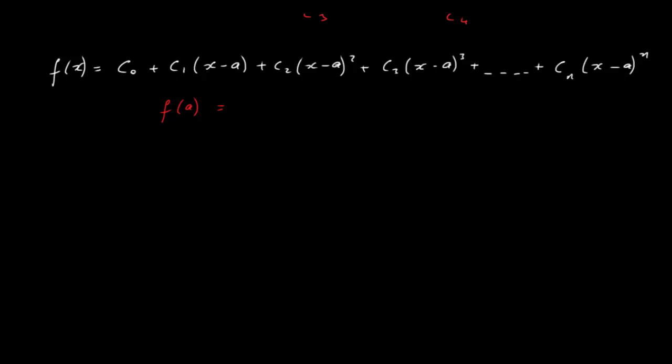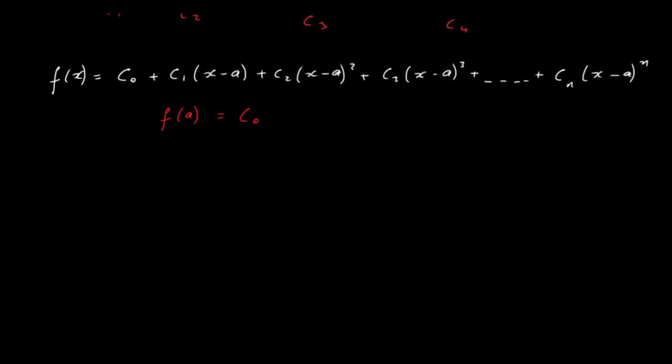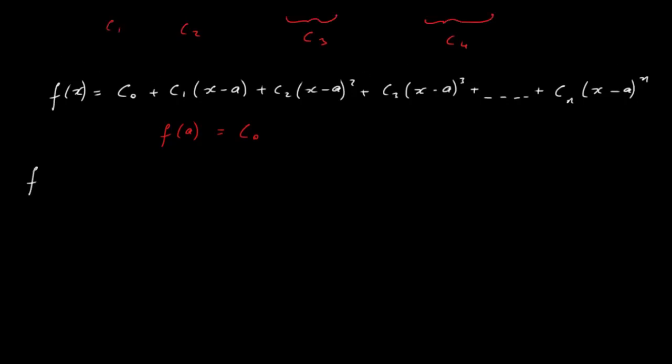So in this case, if we look at f of a, we can see here that all our terms will disappear except for the first one, because we'll have a minus a, which is just 0 in each particular term except for the first one. So our f of a is just going to be c0, so we have our first coefficient, our first term, if you like. So let's differentiate our function. We've got f prime x. Our first term here will just disappear, so our second term will be c1. Third term will be twice c2 times x minus a.